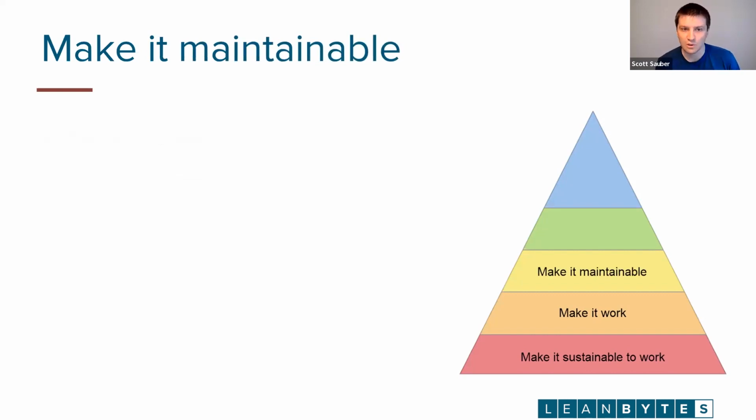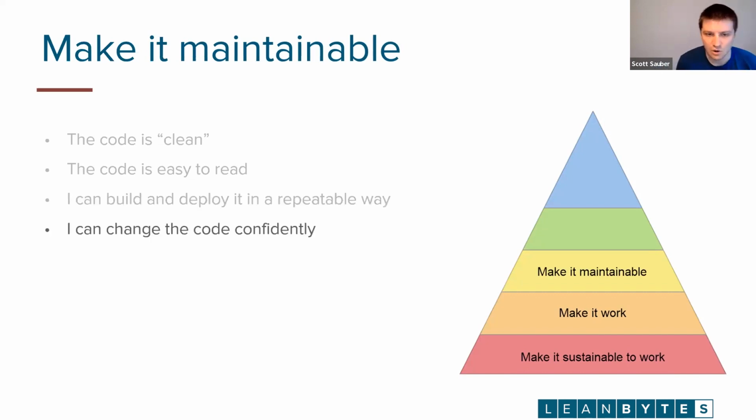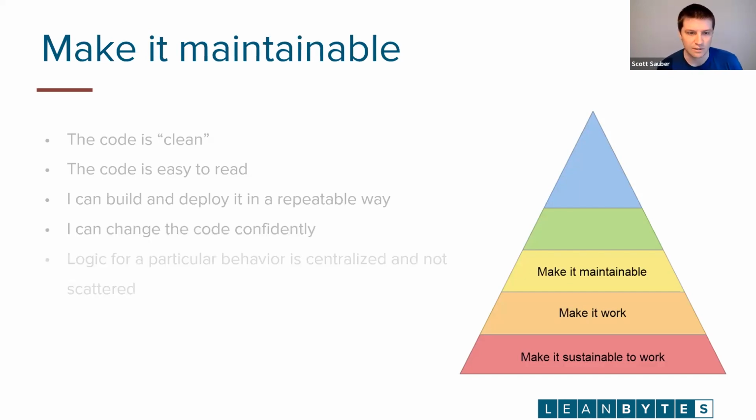So this is where the code is clean and the code is easy to read. You can build and deploy it in a repeatable, hopefully automated fashion. You can also change the code confidently. So you have things like automated tests in place. You have a CI pipeline to catch any issues, like if a test breaks. Also, you have good tests so that when the tests break, there's actually a problem. But you can move through the code and change code confidently.